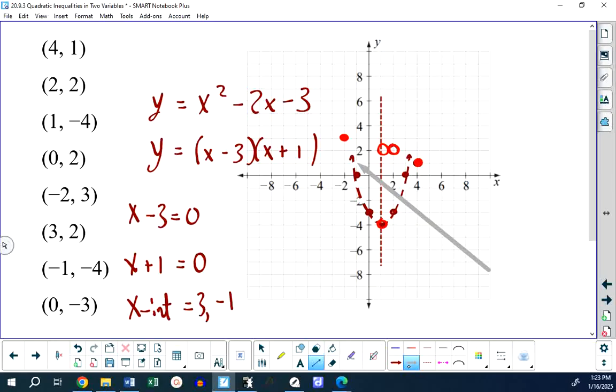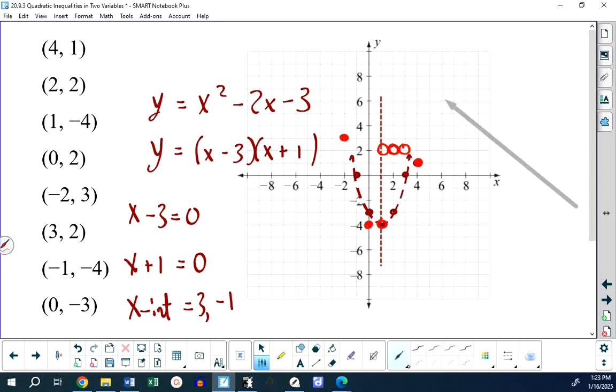3, 2 was not a solution, I don't think. There were a lot of 2's. 3, 2 was not a solution. Negative 1, negative 4 was a solution. And 0, negative 3 was not a solution. I think you get my drift here, that those 3 points that are solutions are below the parabola, and every point below the parabola will be a solution. Every point above the parabola will not be a solution, and every point on the parabola will not be a solution.